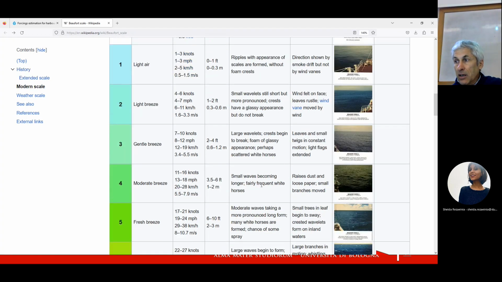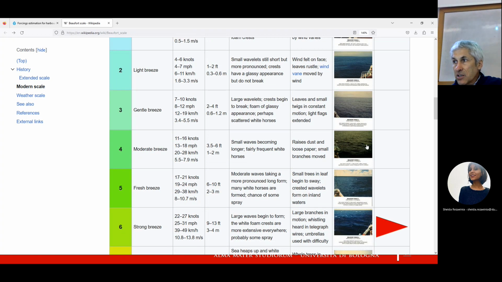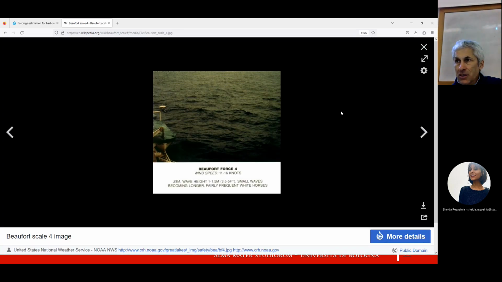So we talked about a moderate breeze, I think, first. And you see here, this is the Beaufort Force 4. It is in open sea, and it is not so easy to perceive the height of the waves.